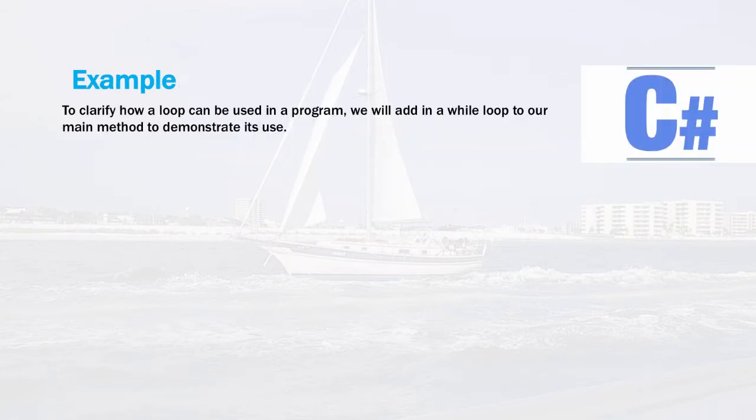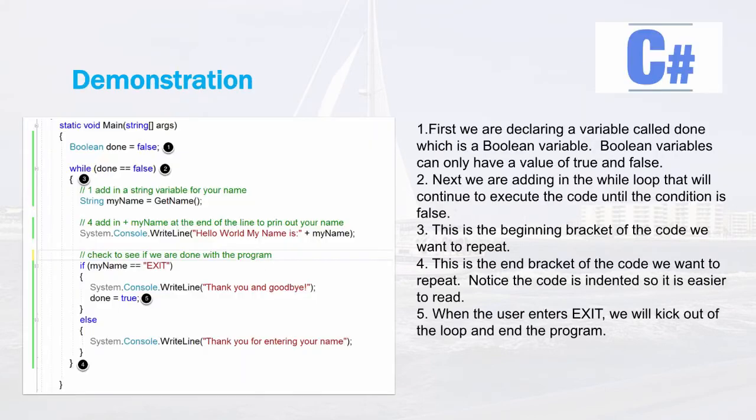So now it's time to look at an example. We'll clarify how a loop can be used in a program, and we'll add a loop to our sample program in our main method to demonstrate how it's used. So let's go ahead and look at the code on the next page. The code listing below is what we're going to be adding to our main method.